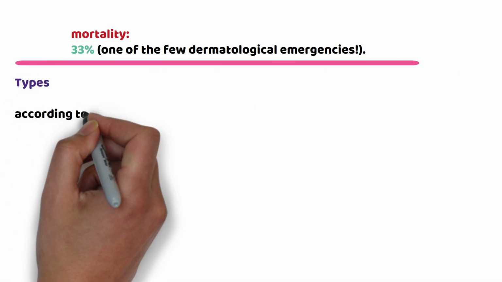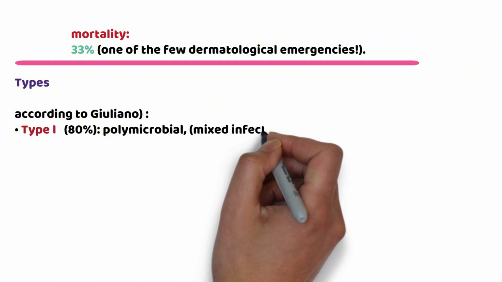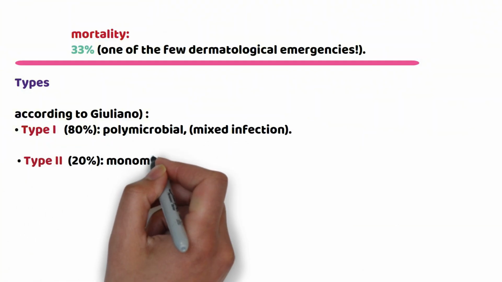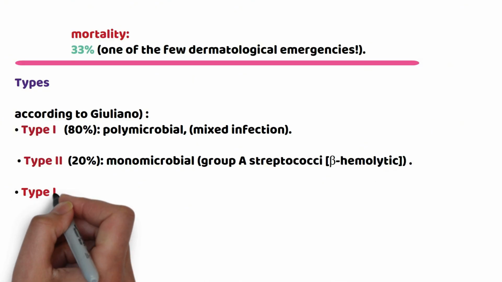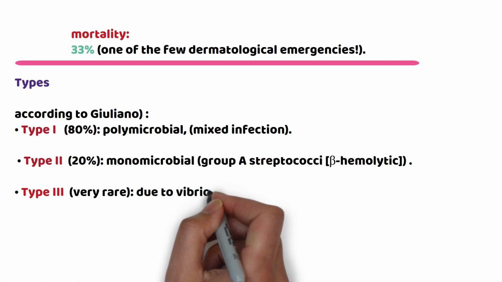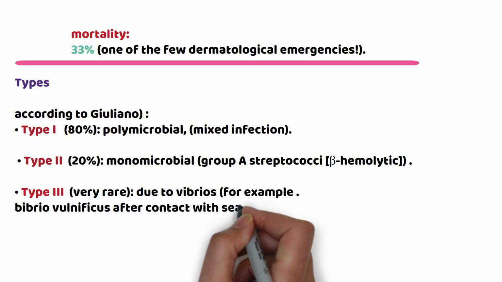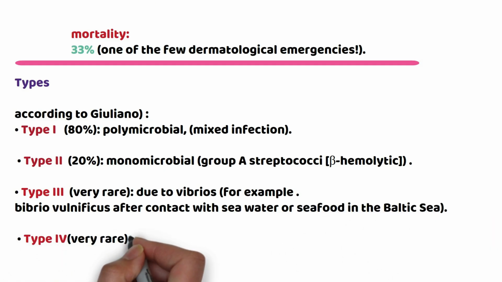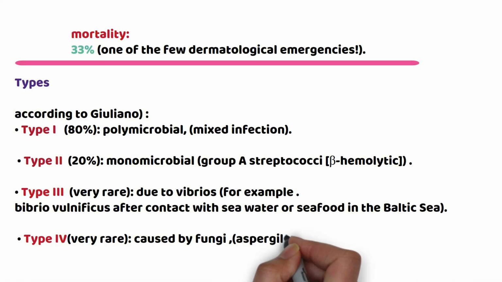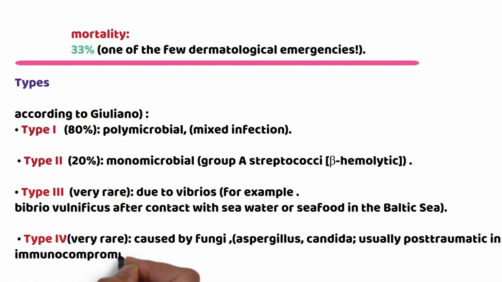Types according to Giuliano. Type 1, 80%, polymicrobial, mixed infection. Type 2, 20%, monomicrobial, group A Streptococcus, beta-hemolytic. Type 3, very rare, due to vibrios, for example, Vibrio vulnificus after contact with seawater or seafood in the Baltic Sea. Type 4, very rare, caused by fungi, Aspergillus, Candida, usually post-traumatic in immunocompromised patients.